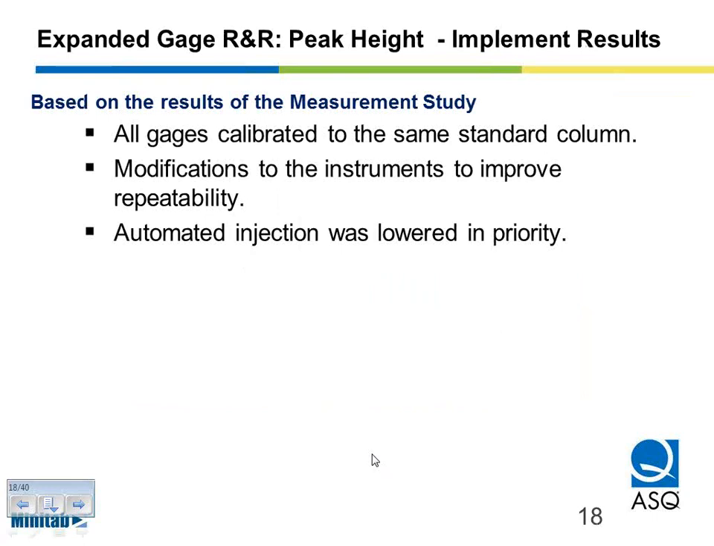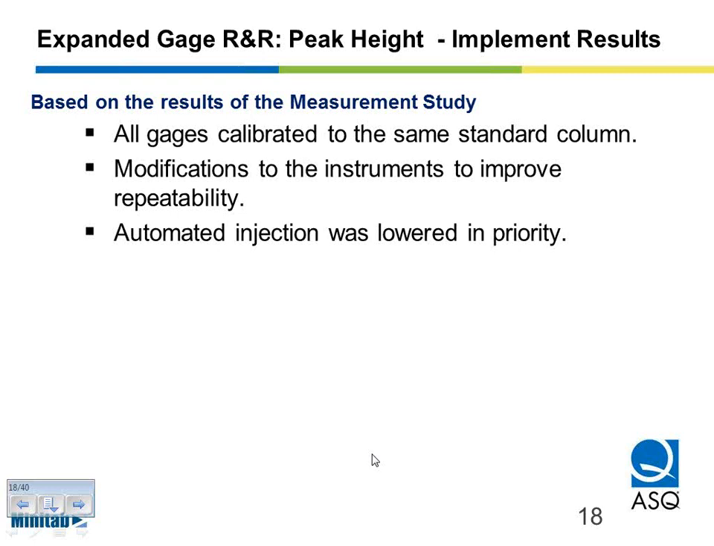They decided that the gauges need to all behave the same, so they implemented a program to standardize or calibrate the gauges all to the same calibration standard. This takes a lot more time to do, but is more effective in that it brings all the gauges together and minimizes the gauge-to-gauge variability. They had to make modifications to the instruments to try to improve the repeatability of the instruments, and they were successful in that.